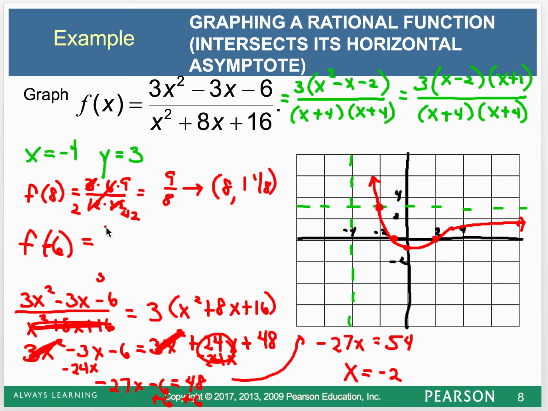Okay, so that's still going to be 3, but now it's going to be negative 6 minus 2, negative 6 plus 1. And then in the denominator, it's going to be negative 6 plus 4 and negative 6 plus 4. So 4 negatives is going to be a positive. Okay, so I can take this 4 out of here. So 3 times 2 is 6 times 5, positive 30. This is the point negative 6, 30. So we got a point way up here. 2, 4, 6, 8, 10, way up here.